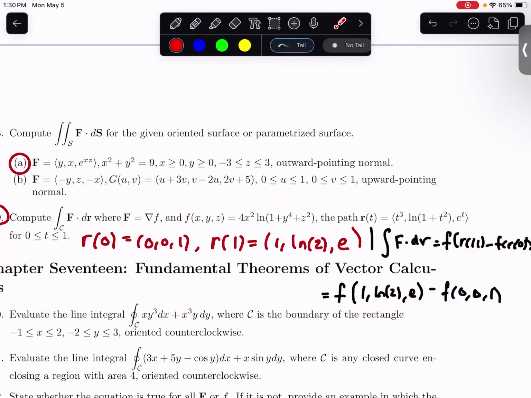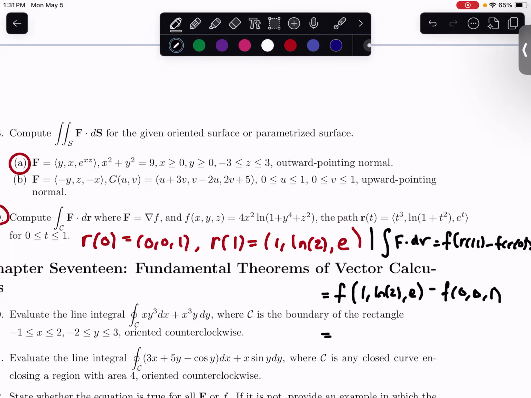And so it gives you what f of x, y, z is. So it's just a matter of plugging this point into here. So we'll have 4 times 1 times the natural log of 1 plus the natural log of 2 to the 4th power plus e squared. And then if you plug in 0, 0, 1, it's just going to be equal to 0, right?